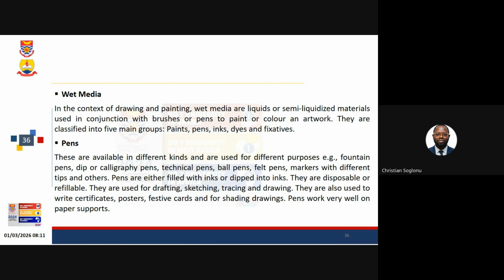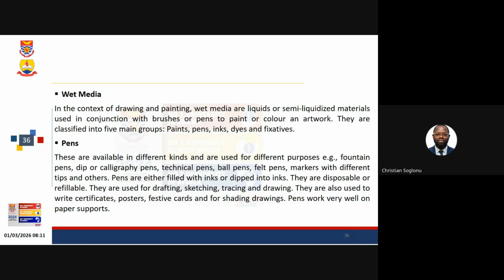We have pens. So your felt pens, your markers, all those things fall under pens here. And you can see that the pen also contains a medium. And that medium is a wet media. It has been mixed with either alcohol or water. Then we have inks, the one used for writing calligraphy on our certificates. Probably you have calligraphy pens. Those pens use inks in them.